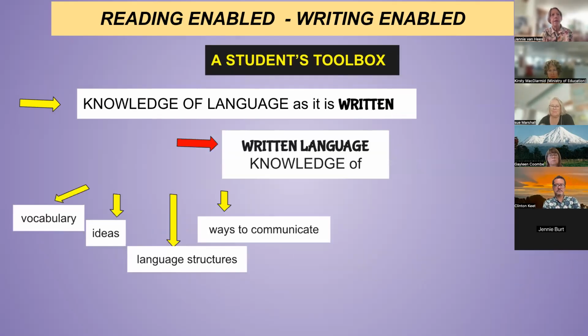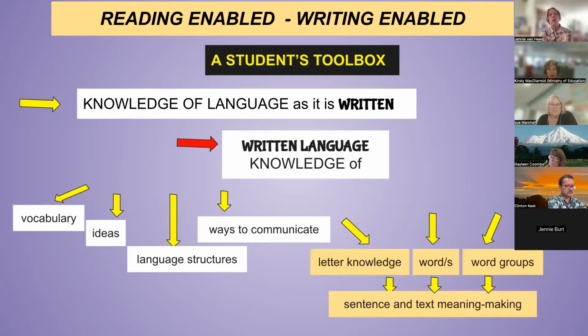So then if we look at knowledge of language as it is written, both reading and writing, they need all those. What we bring to reading is the extent of our vocabulary, what we already know about the topic in hand, our knowledge of language structure, and that written text is also hopefully a logical way of communicating meaning. And then, of course, part of that has to be at the phoneme, grapheme, letter, word group level, and then ascending up again.